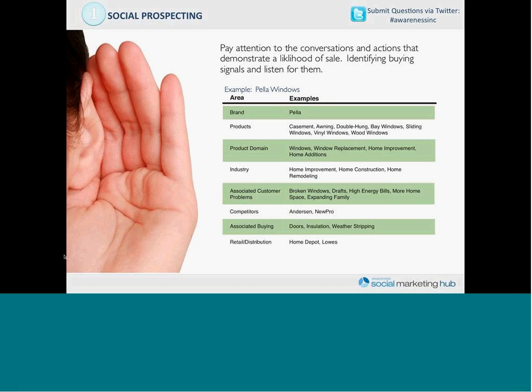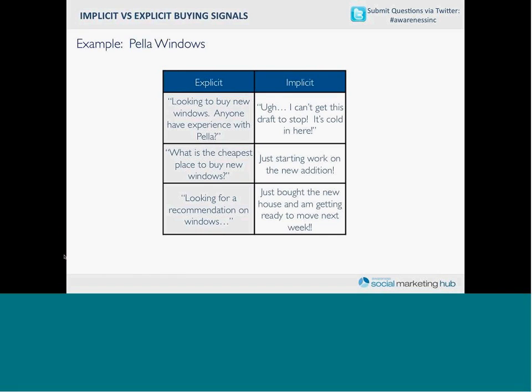What you want to do is also start to look at things like associated buying, and that's what the heart of social prospecting is all about. What conversations are people going to be engaged in that are about buying? And I'll give you an example with Pella. So there are two types of things that you're going to listen for, explicit and implicit.